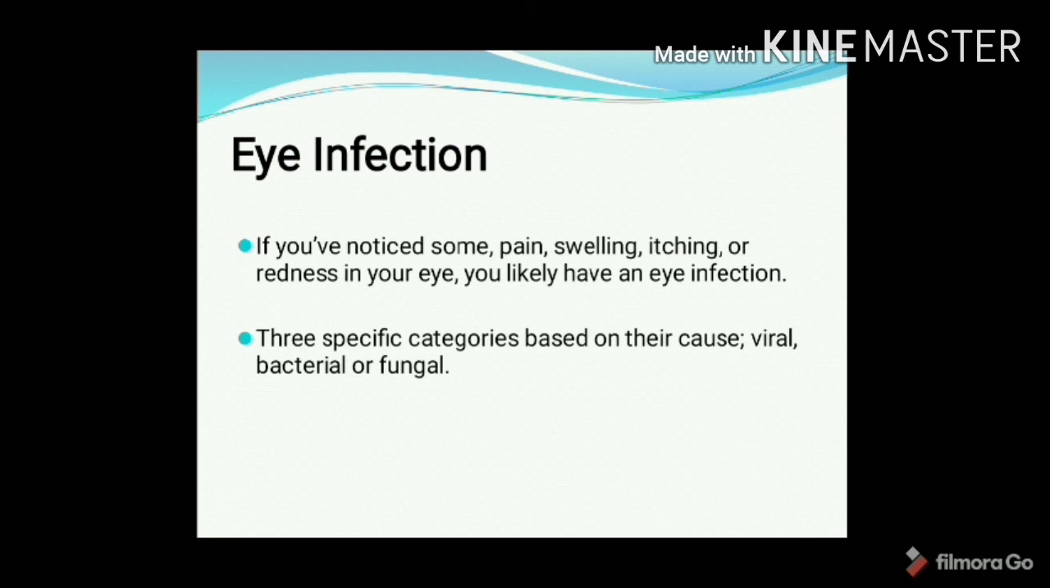There are three specific categories based on their cause: viral, bacterial, or fungal. But in addition, any of the various parts of the eye can be infected. Kumbaga sa mga parts ng eye natin pwedeng ma-infect. Number 1, ito yung tinatawag na talukap ng ating mata, eyelids, no? And tissue surrounding the eyes. Pangalawa, the conjunctiva.